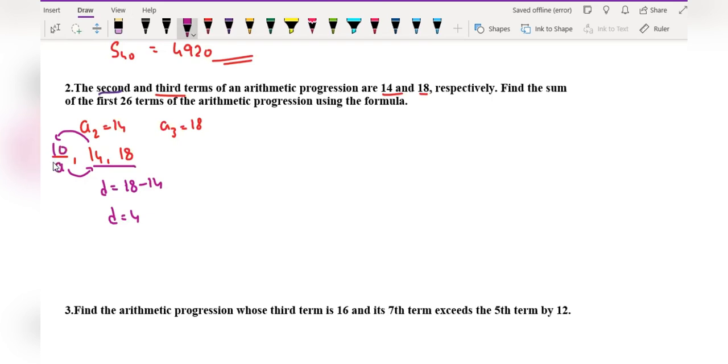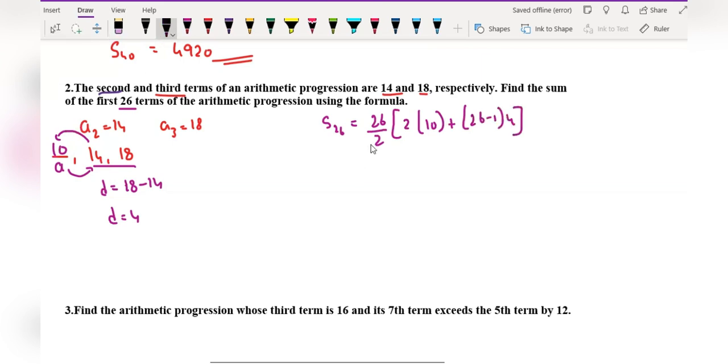Okay, we are finding the backward term. Remember, not the forward term. So to find the backward term, we have to subtract the common difference. Okay, let us solve it. They're asking to find the sum of the first 26 terms. So n is 26, so 26 by 2 of 2a, the value of a is 10, plus n, 26 minus 1, the value of d is 4. Very easy, just calculation, just a little bit of multiplication.